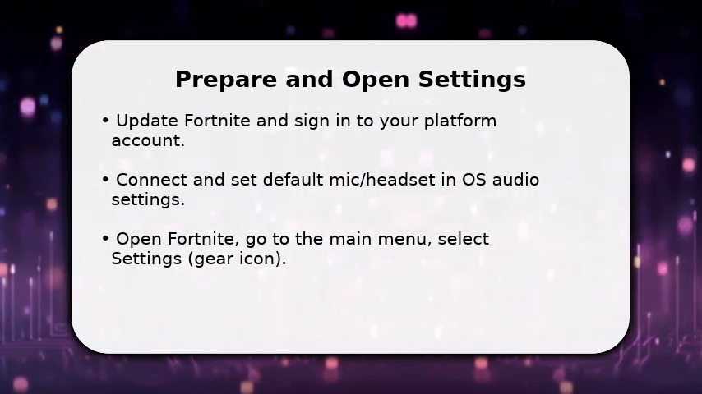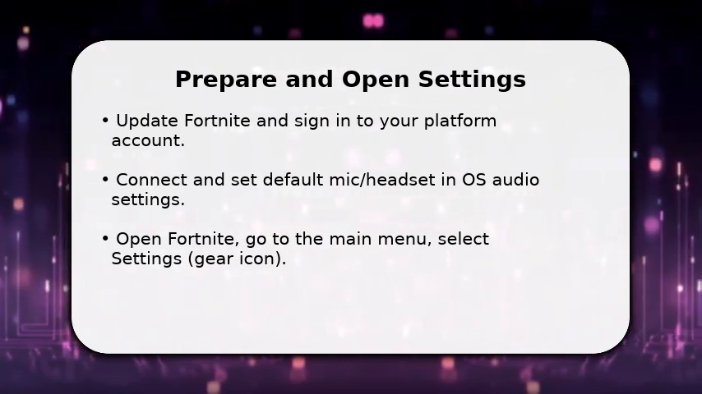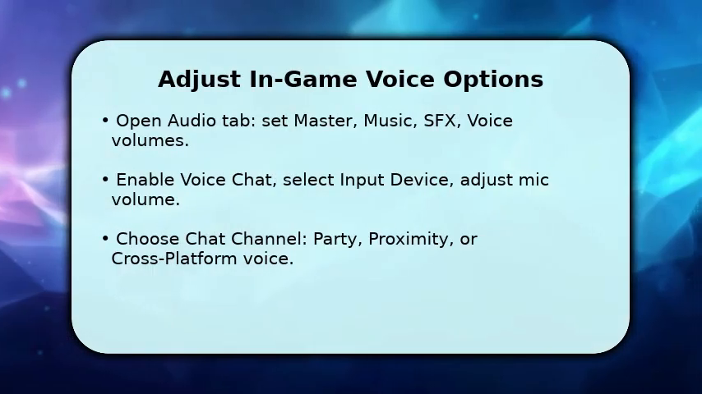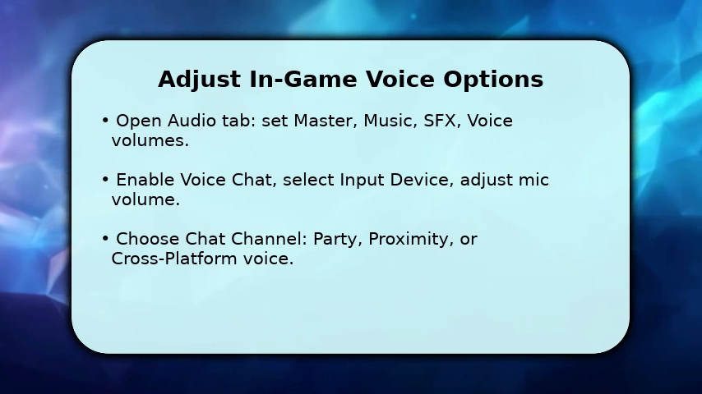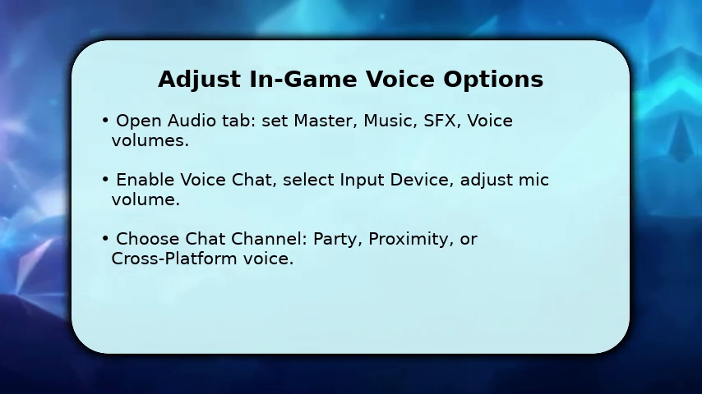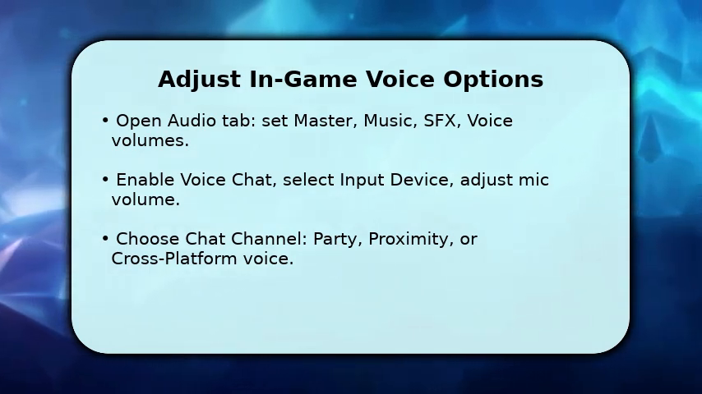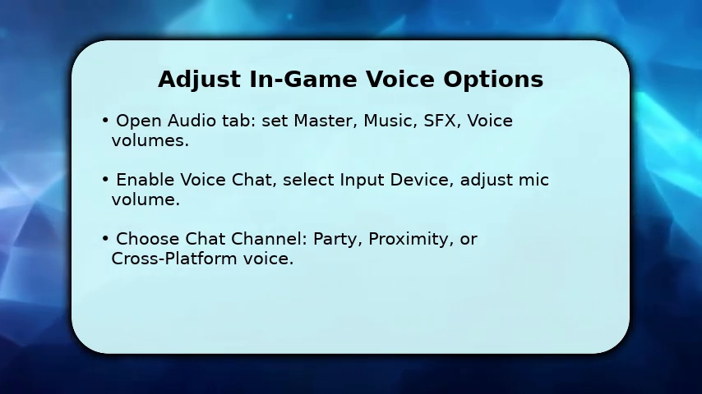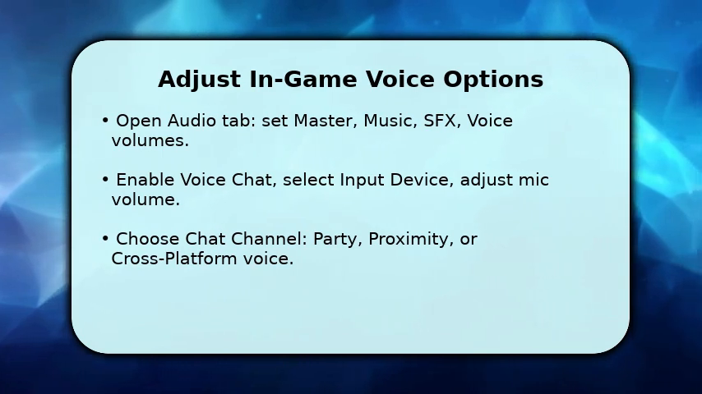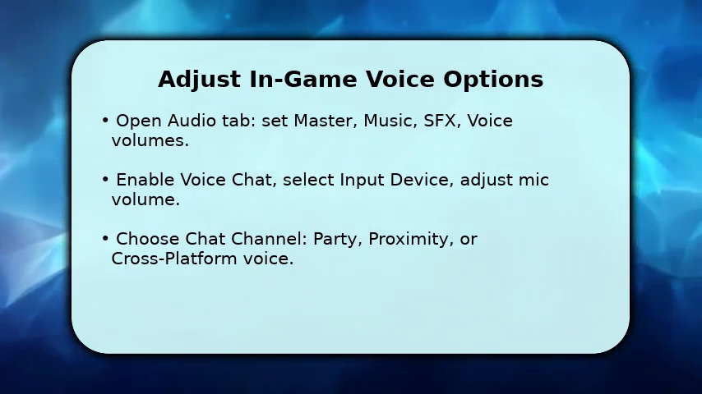Navigate into the game's settings to access audio and privacy controls. You're now in the Audio tab. Set master volume first so voice levels are audible against music and SFX. Next, enable voice chat if it's off, then explicitly select your input device so Fortnite uses the right mic. Adjust the in-game mic volume and sensitivity so your voice isn't clipped or too quiet.